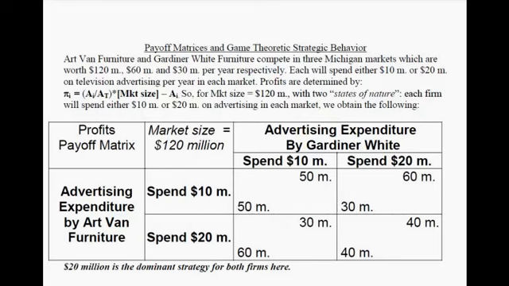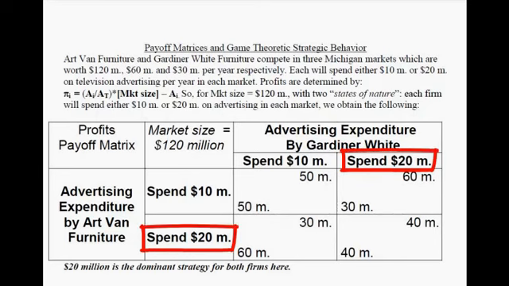Let us consider what Gardner White will do. When Art Van spends $10 million, we're considering the top two cells. And we notice that Gardner White will make more profit when it spends $20 million than when it spends $10 million. Finally, let us consider the case when Art Van spends $20 million. Because the strategy to spend $20 million will dominate the strategy to spend $10 million, we say that Gardner White has a dominant strategy.